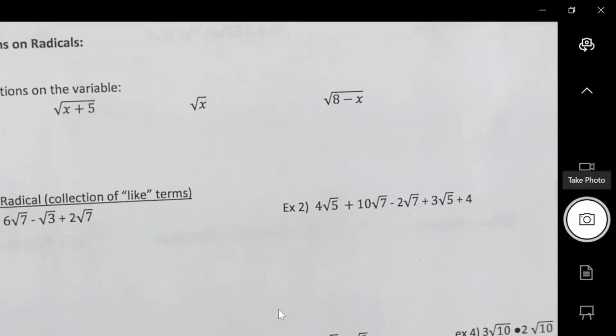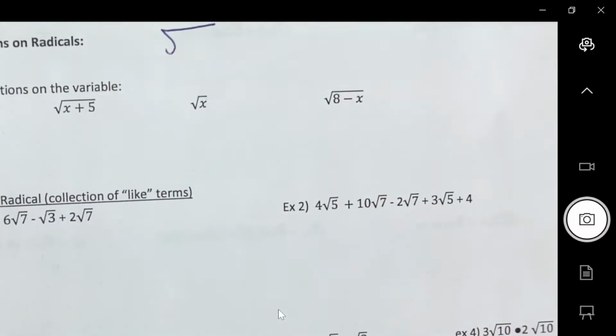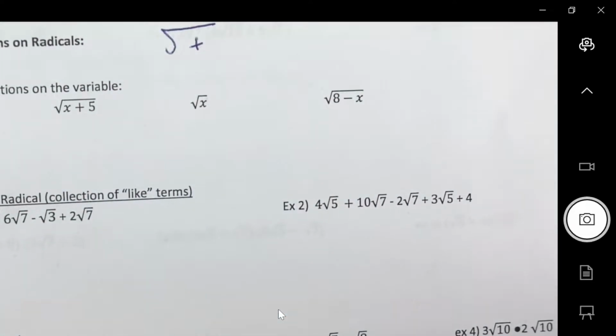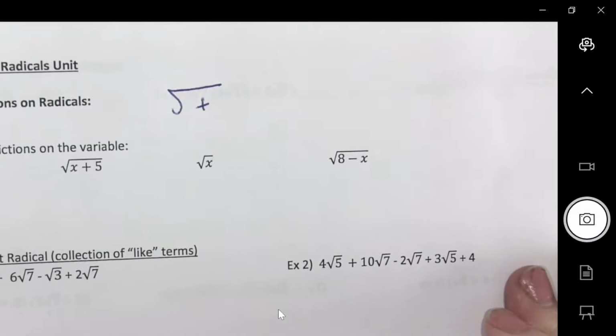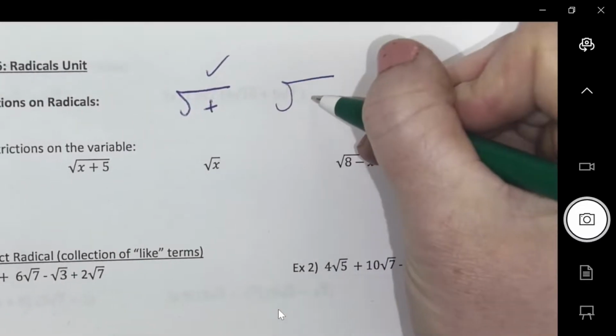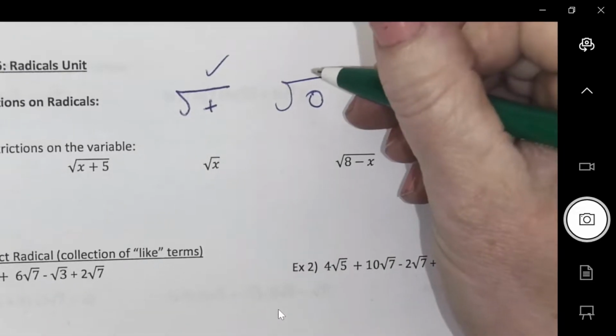Okay, so the first topic on radicals is restrictions. So what do we know about square rooting numbers? Square rooting positive numbers. What do we think about that? Good or not good? That's good. What about square rooting 0? Does that work? Can you square root 0? Yep.